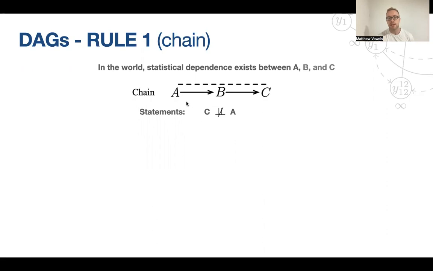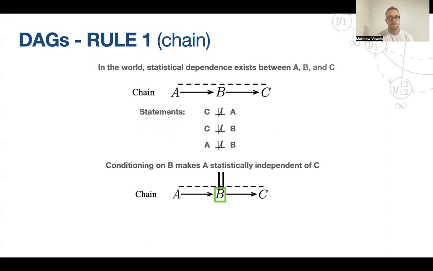And so the first one here is to note that C is not statistically independent of A. In other words, C is, in the linear case, correlated with A. We can also say that C is not independent of B, and we can say that A is not independent of B. So this really just captures the fact that all of these variables are dependent on one another, so long as we don't condition on anything, so as we don't adjust for anything or look at a subset of the data and so on.